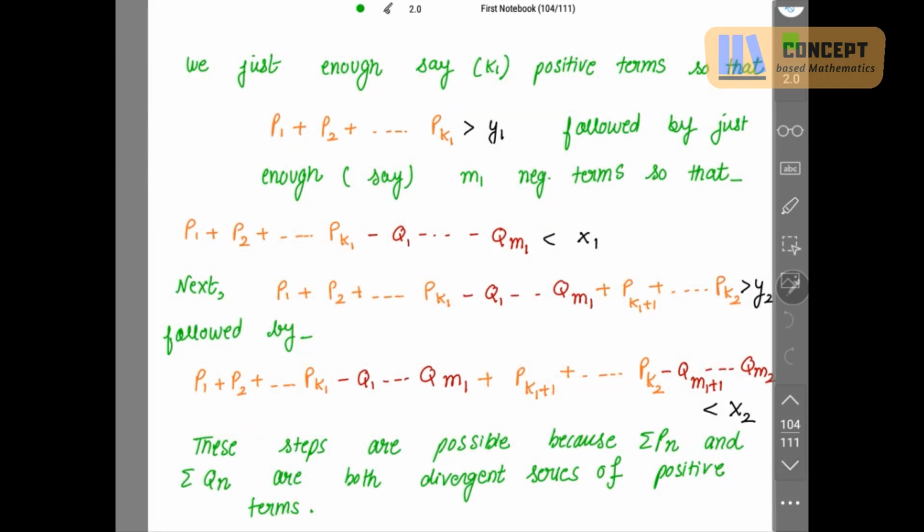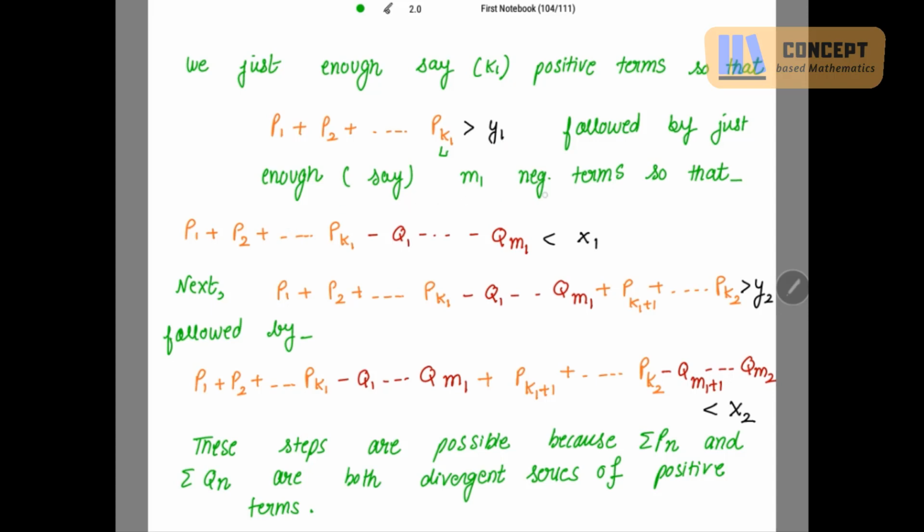We take just enough, say k1 positive terms, so pick up your k1 positive terms and make them greater than y1, right? See how to remember this. If you are ending up with the positive terms and having the subscript k1, just write this is greater than y, because here it is 1 for k, so you write here y1.